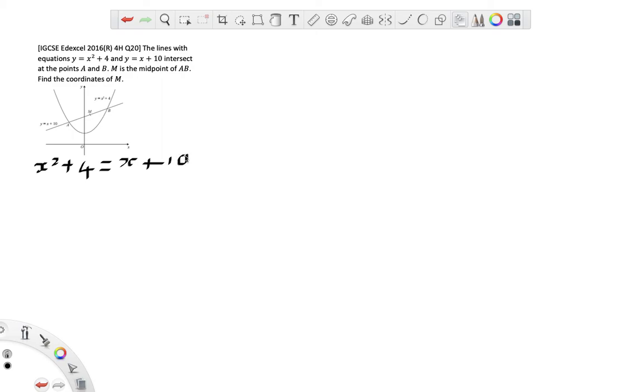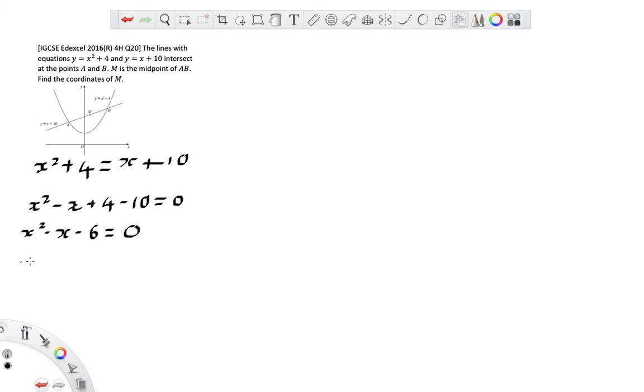Keeping in mind what I said earlier in the video, try to keep your x squared positive. So move everything to the left hand side. So we get x squared minus x plus 4 minus 10, and that's obviously now all equal to 0. So tidying that up, we get x squared minus x, and then 4 minus 10, well that's minus 6, and that's equal to 0.